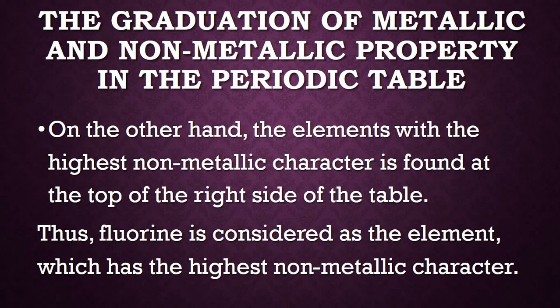And the non-metallic character depends on the effective nuclear charge. So on descending down a given group, as the atomic radius increases and the effective nuclear charge decreases, the non-metallic character decreases. And that's why the elements with the highest non-metallic character is found at the top right of the periodic table. Thus, fluorine is considered as the element which has the highest non-metallic character.